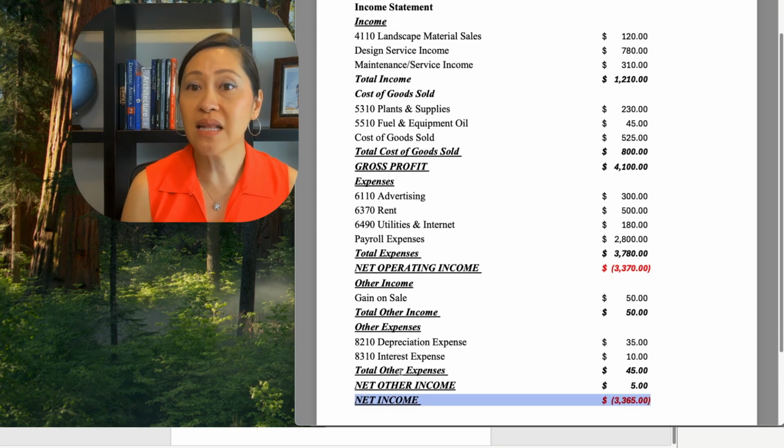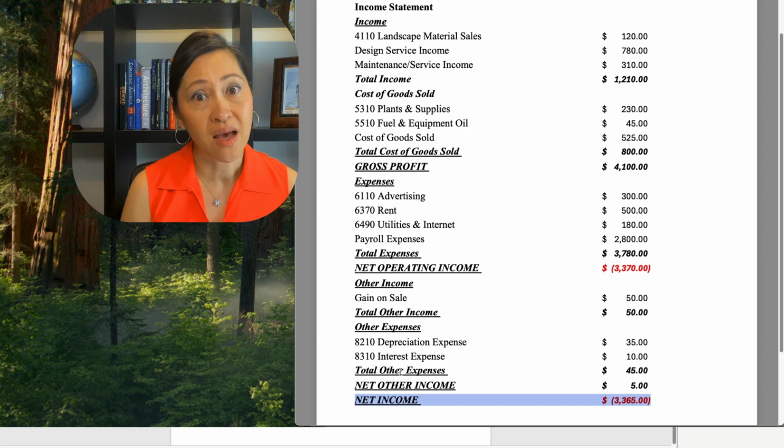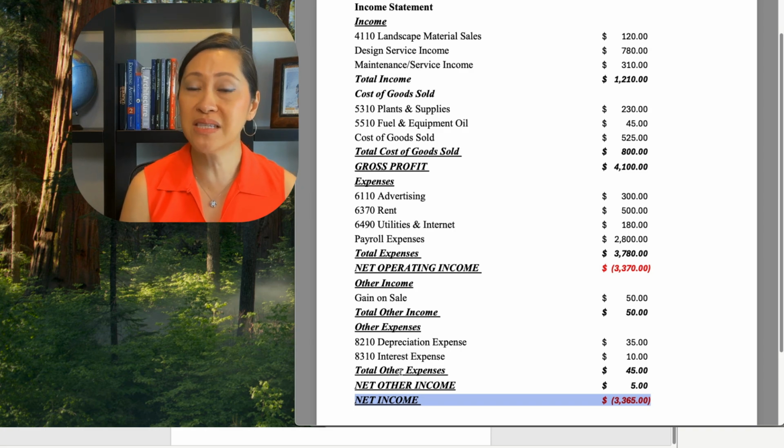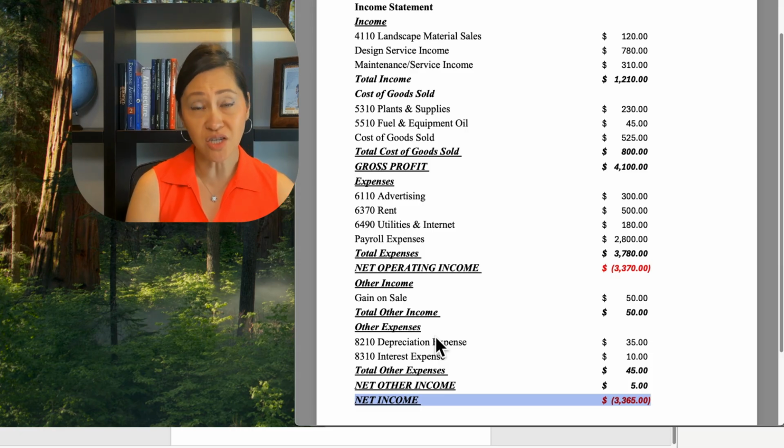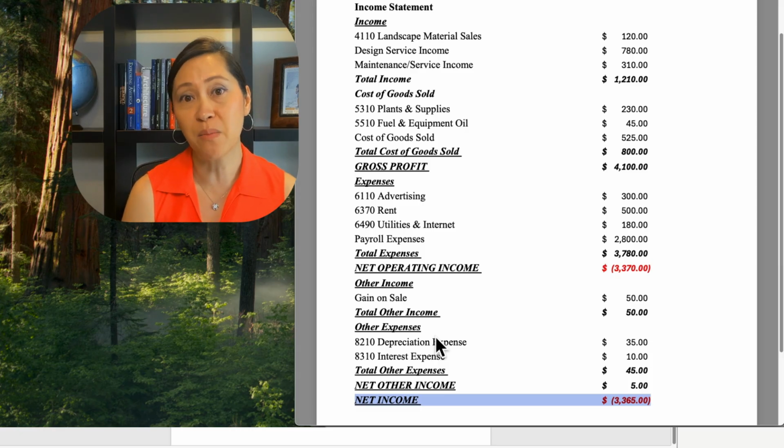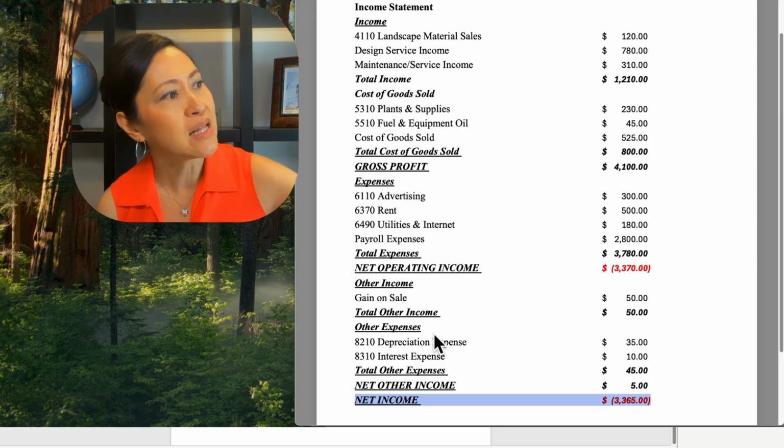That simply means that even though sales are coming in, the expenses are larger than the income for this period. In other words, the business spent more than it earned. So by looking closely at the numbers, the business owner can gain valuable insights into what's driving the negative results and make the changes needed to bring the business back into the positive. Let's look at another one.